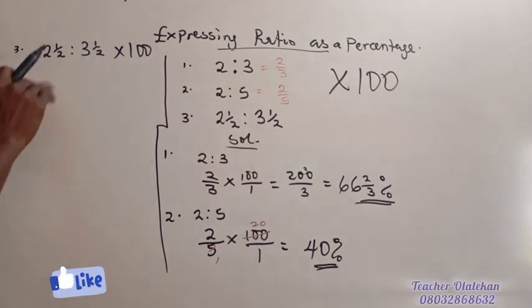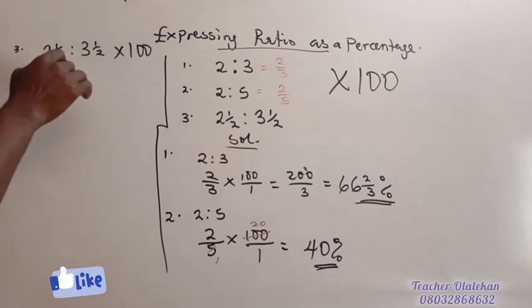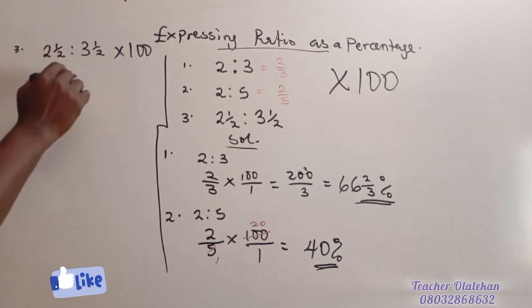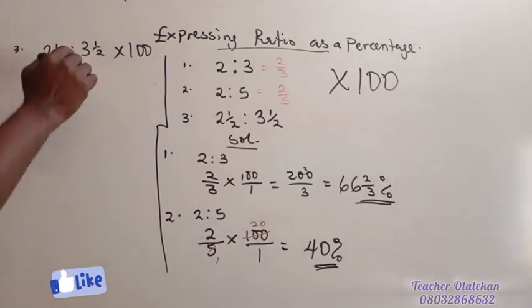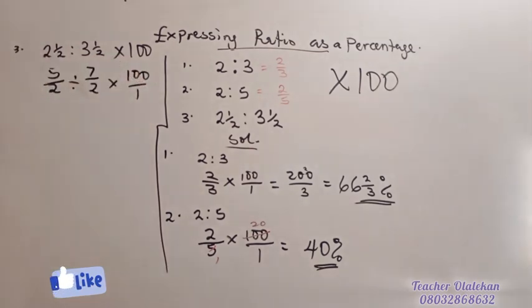So 2 times 2, 4. 4 plus 1, 5. 5/2 times what? No, don't change it to times first. Don't let us skip that step. So that is divided by the ratio. You see division, right? Divided by this 7/2, times 100/1.